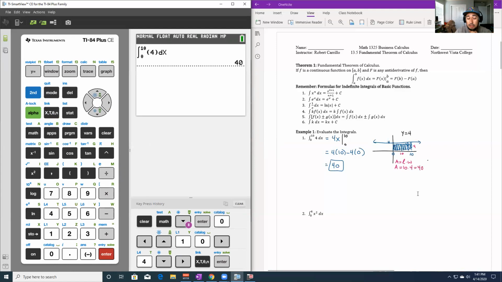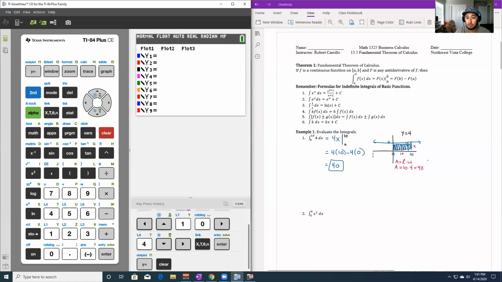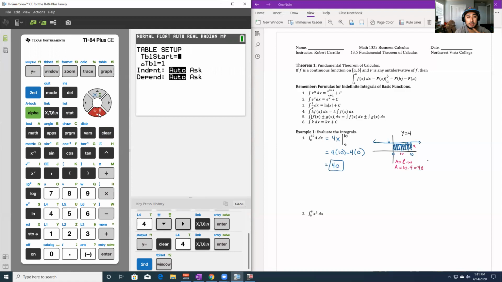All right, well, let's say you didn't have either of those calculators, or let's say your graphing calculator couldn't do this. So I would go to the y equals. I would type in the antiderivative for 4, which is 4x. Hit enter. And then I would do second window. And I would go down, skip, go to independent, go straight to ask. Hit enter. And then hit second graph.